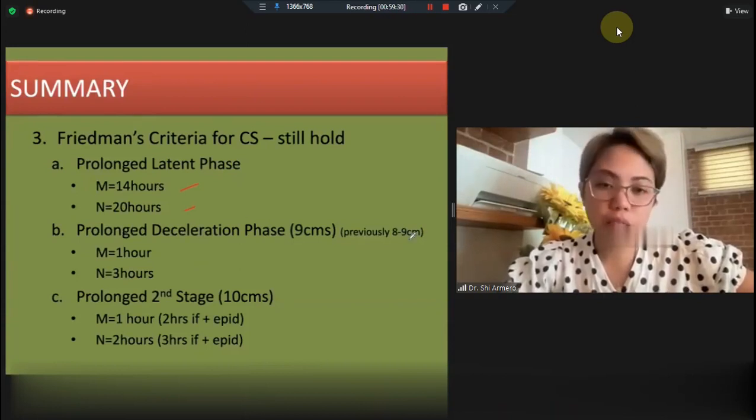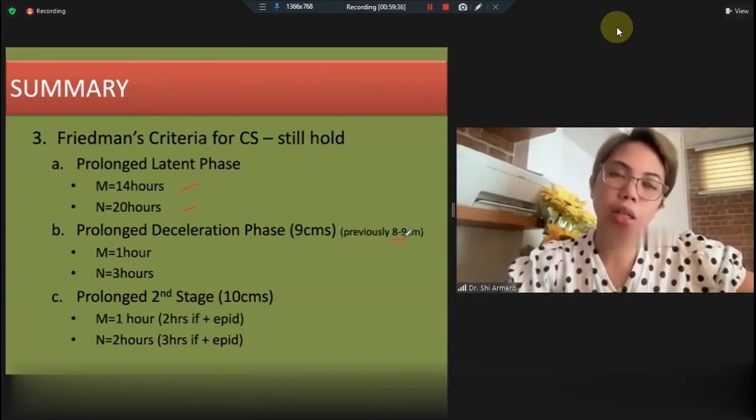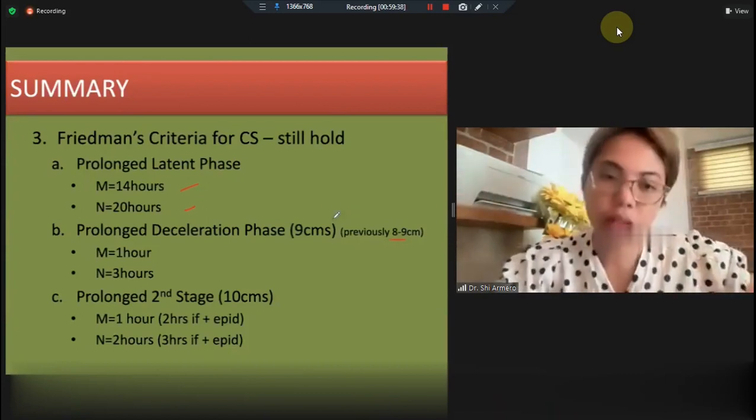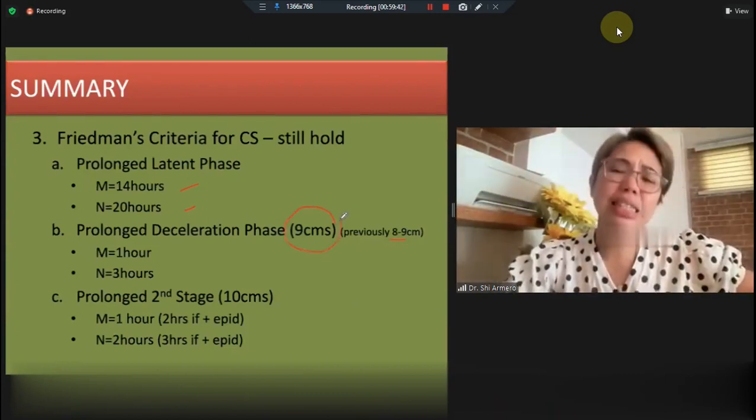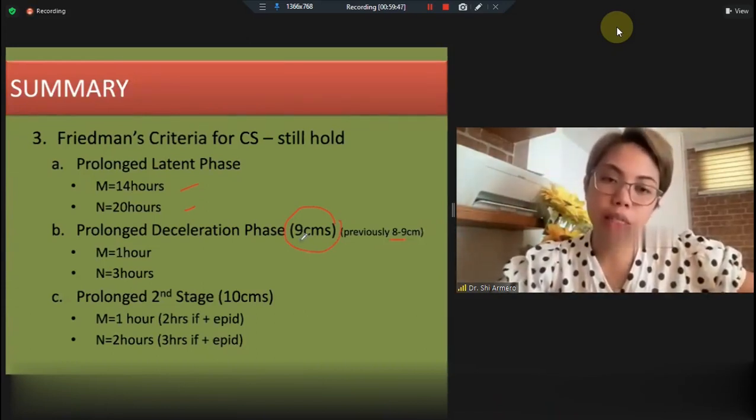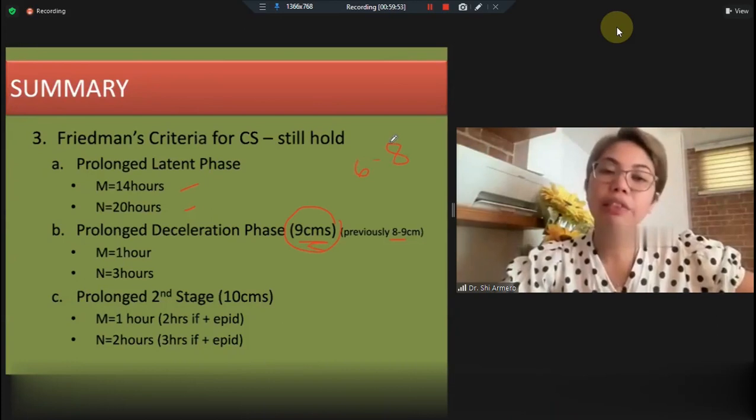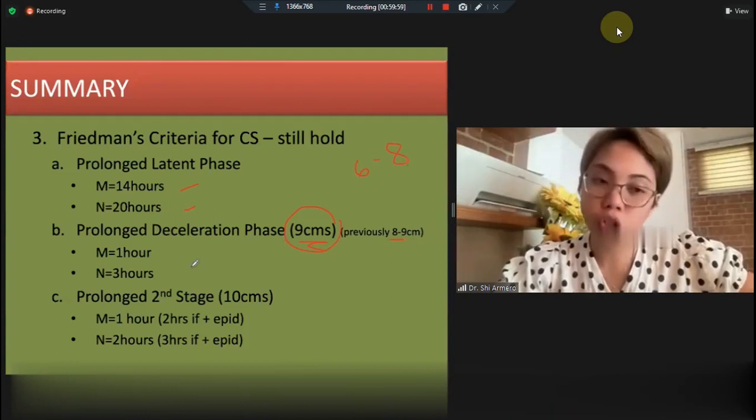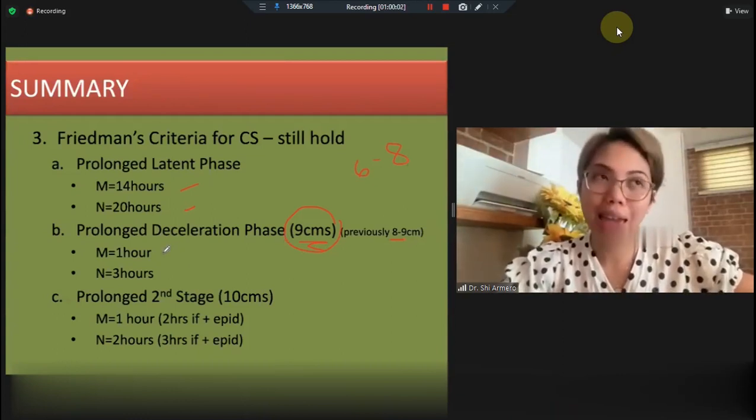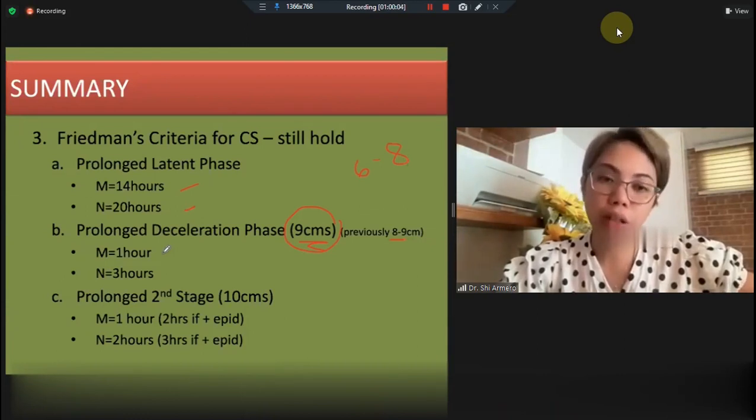Prolonged deceleration phase, this is what I mentioned earlier. Previously 7 to 8, then the consensus guidelines updated it to 8 to 9. Now, very recent, 9 cm. Meaning, you can only diagnose a prolonged deceleration phase at 9 cm. Therefore, at 6 to 8 cm, it is active phase arrest if there is no progress in 4 hours. But if it has reached 9 cm and the head did not undergo the deceleration phase yet, then we can diagnose and do CS for prolonged deceleration phase.